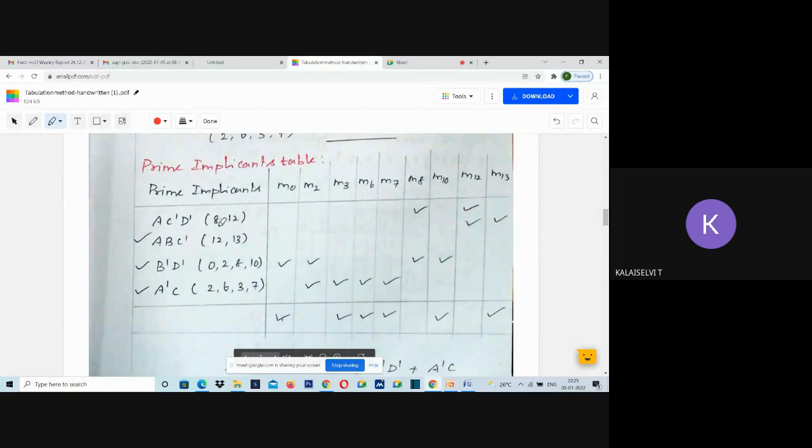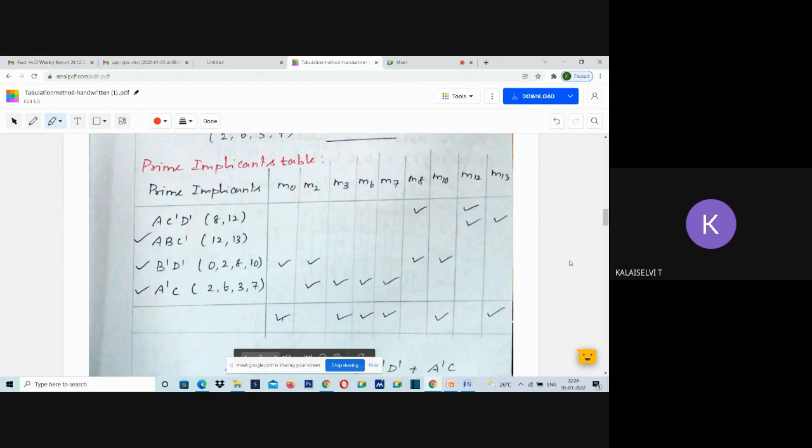So for the min terms 8, 12, for this product term we are having the min term 8, 12. So this is 8, this is 12, it is marked as tick. And the next product term 12, 13, so for M12 and M13 it is marked as tick. And the next term B dash D dash, it is the combination with the min terms 0, 2, 8, 10. So 0, 2, 8, 10, it is marked here, right? And for the next term A dash C, 2, 3, 6, 7, it is marked as tick here.